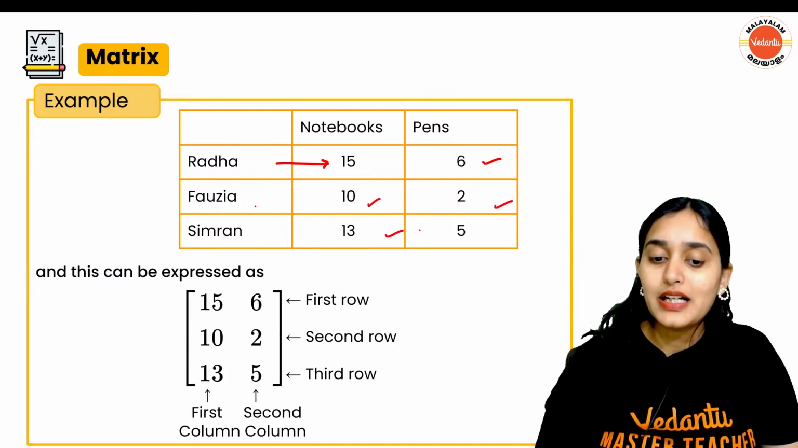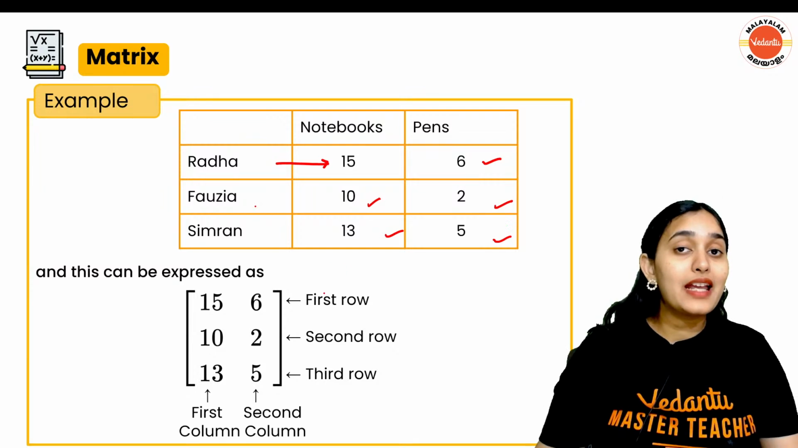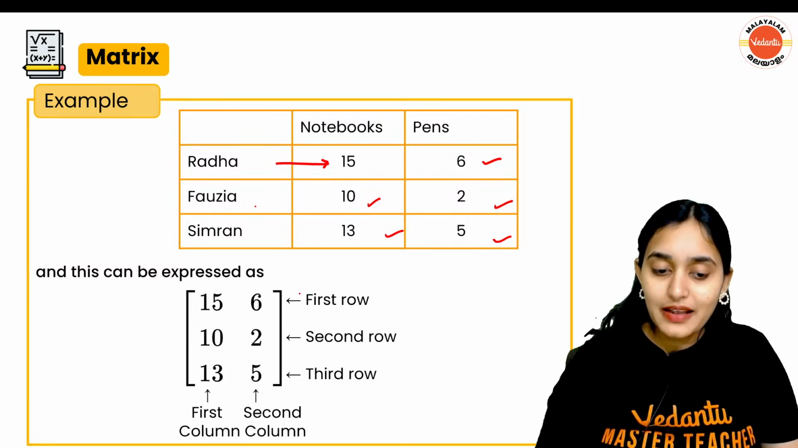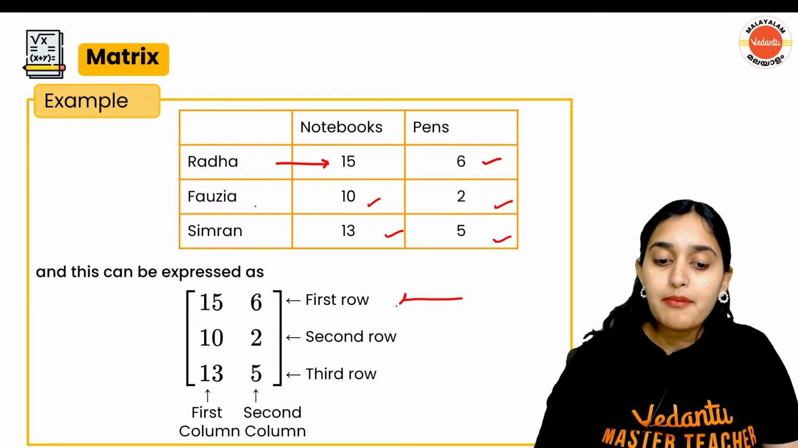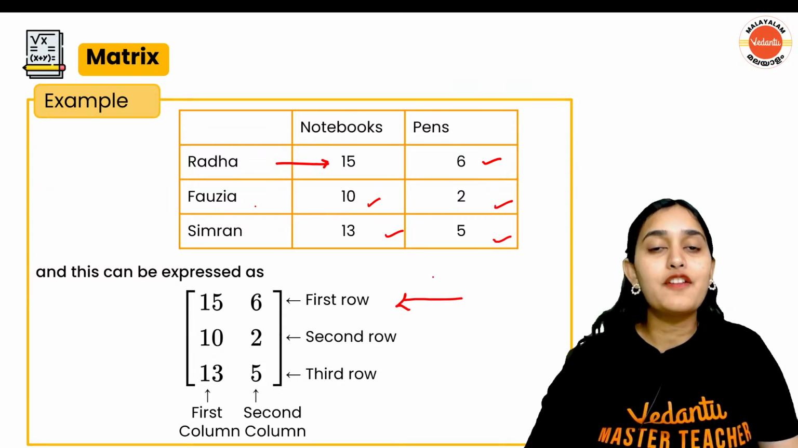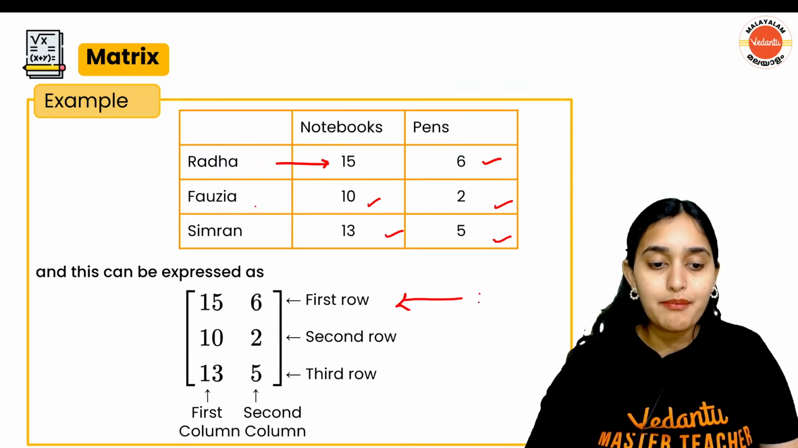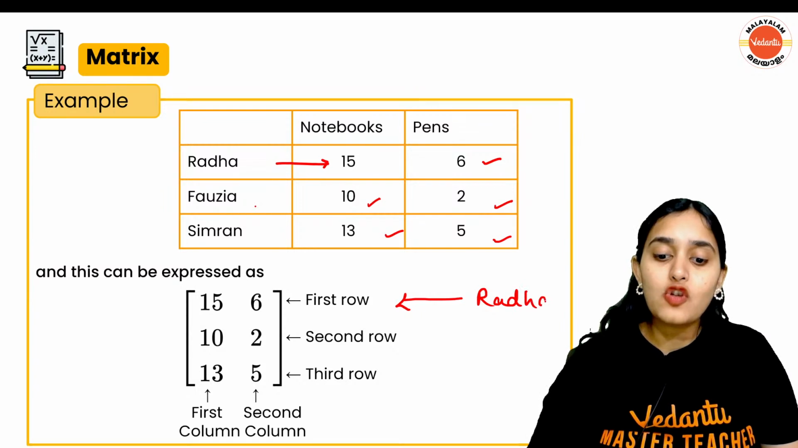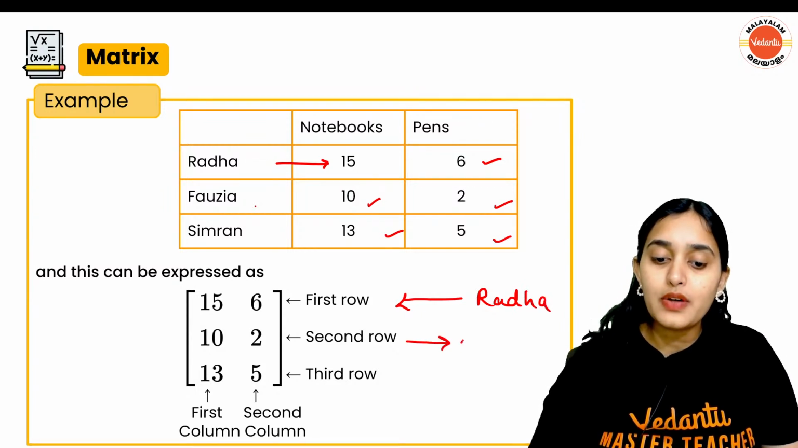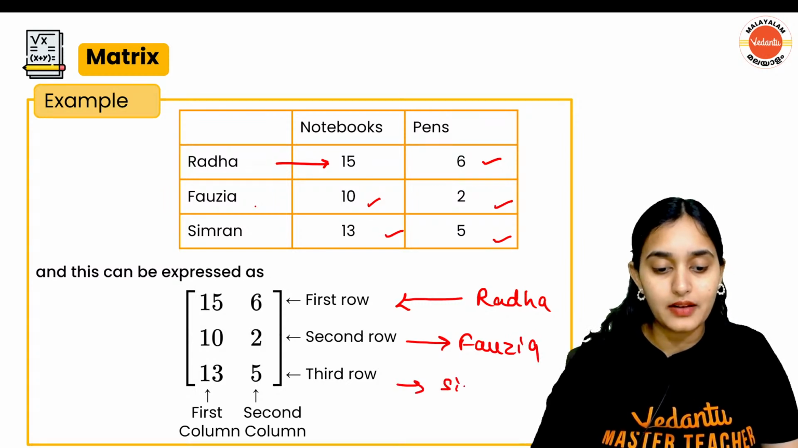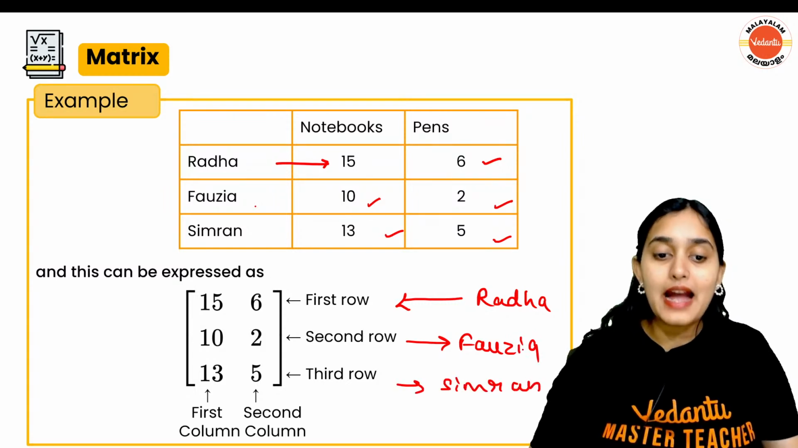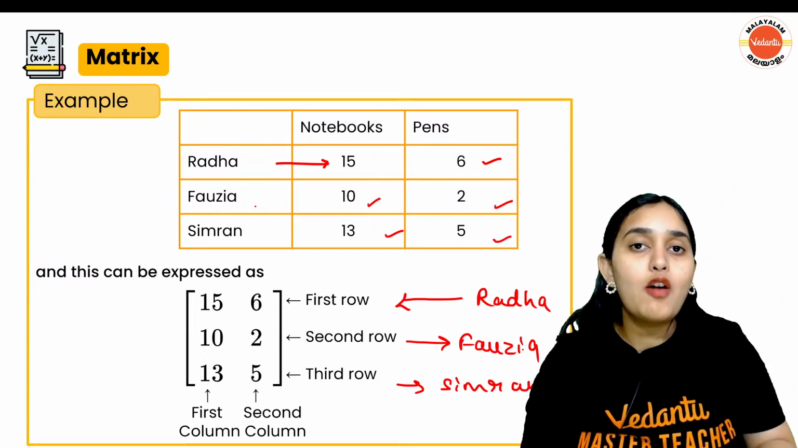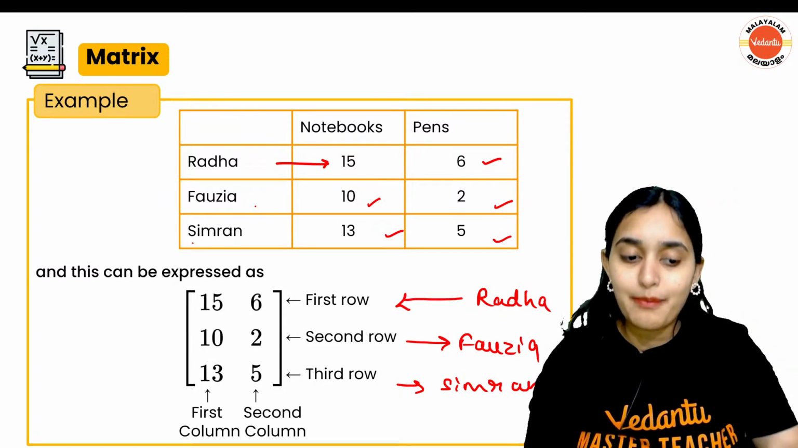Simran has bought 13 books, 5 pens. How can I store this data? I can simply write that the row number is representing the different child. For example, row 1 is talking about Radha, row number 2 is talking about Fazia, row number 3 is talking about Simran. Similarly, I say that the columns are allotted for the objects they buy.